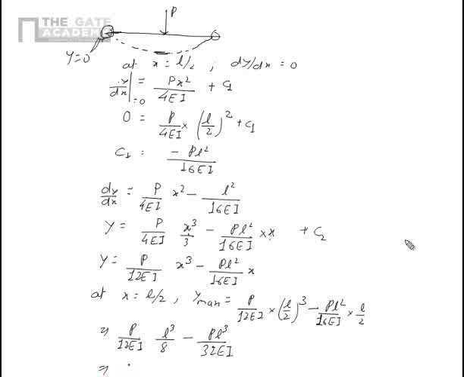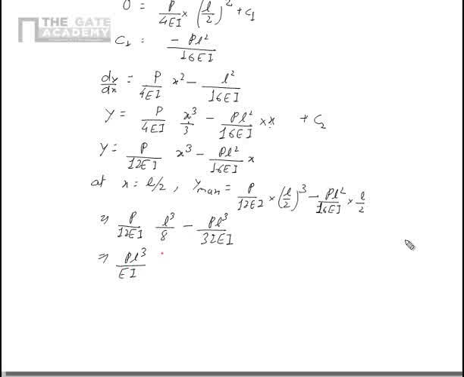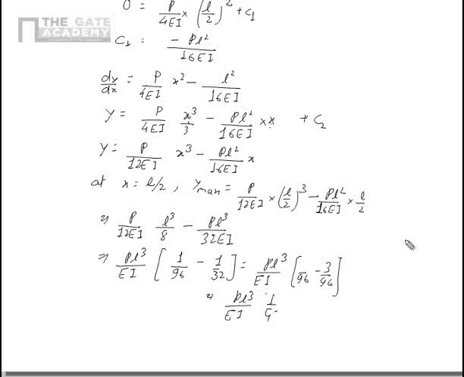So this is nothing but PL cube by EI into 1 by 12 multiplied by 8 is 96 minus 1 upon 32, which is nothing but PL cube by EI into 32 is 3 times, rather 3 times 32 is 96, so it is 1 upon 96 minus 3 by 96, which is nothing but PL cube upon EI into 2 by 96, which is 1 by 48, or PL cube by 48EI. That's the answer.